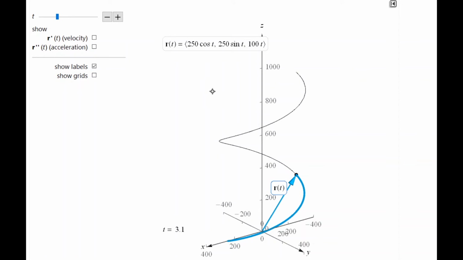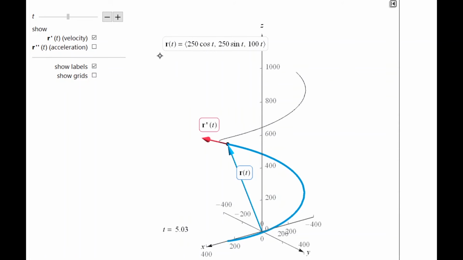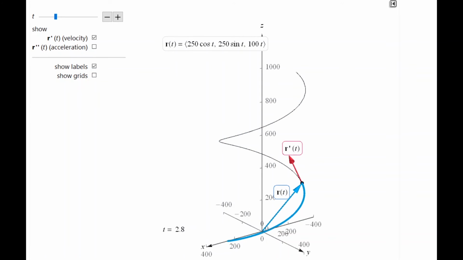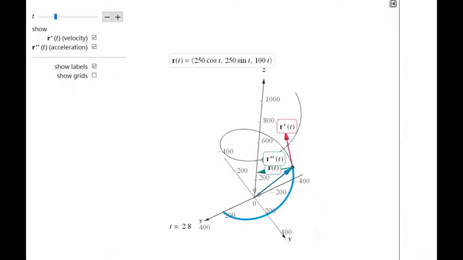But I want you to pay attention to the velocity that you see here. That's r prime. That's the velocity. And look how it's always tangential to the curve as you move along. It's always pointing in the direction of motion, right? Velocity is the change of position over change in time, so it should point in the direction of the change of position, so it should be tangential. And the acceleration is the derivative of the velocity, and it's pointing towards the z-axis. Not radially inward, but towards the z-axis is a better way to put it.